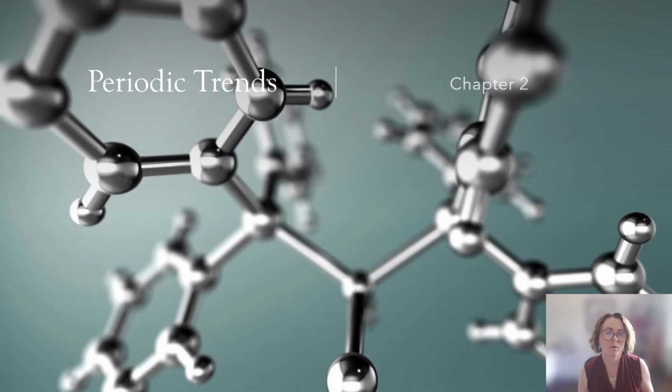Okay, in this video, we're going to talk about atomic trends, and we're going to talk about two atomic trends. The first is atomic radius, so how large the atom is, and the second is ionization energy.